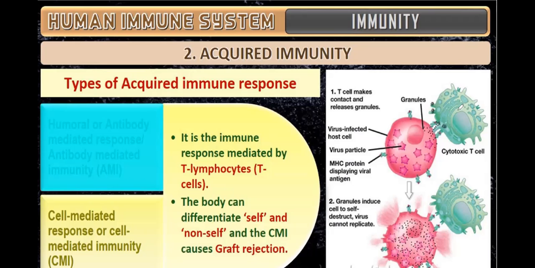So this T cell will release some granules. Because of these granules, the cell will kill itself. Therefore, the virus will not be able to replicate. The virus will be able to replicate only as long as the cell is alive. When the T cell releases some granules, this cell will kill itself. So if the cell is killed, who will be replicating the DNA of the virus? So the virus will not be able to replicate. This is the way CMI functions.